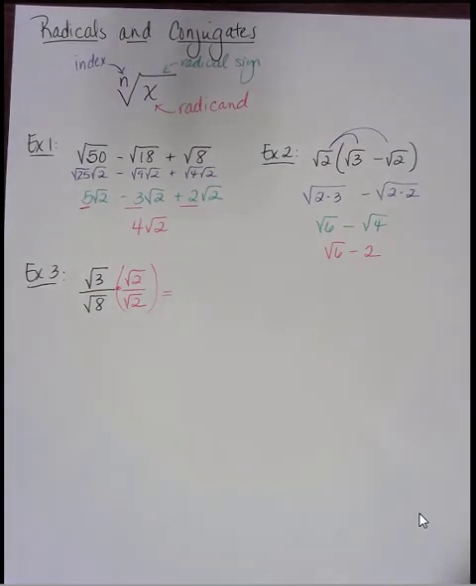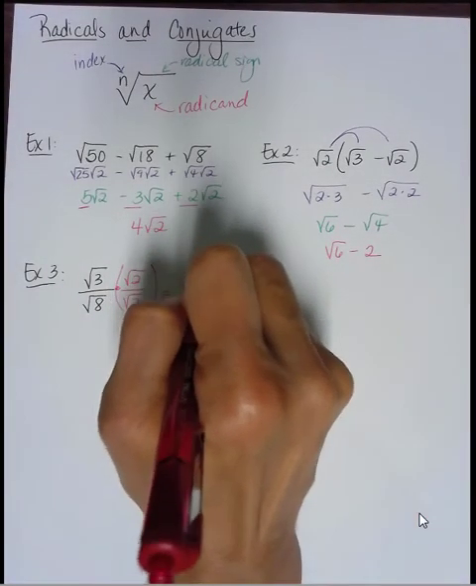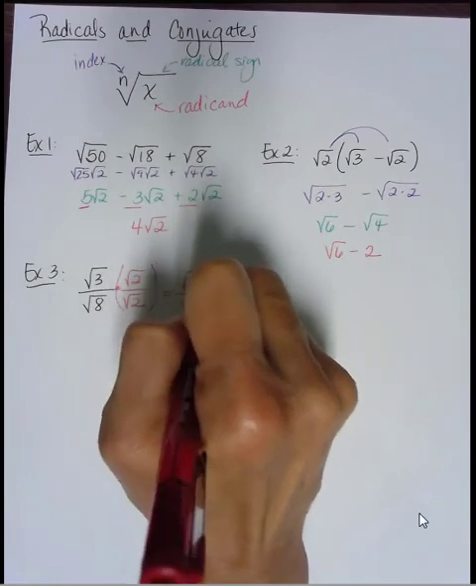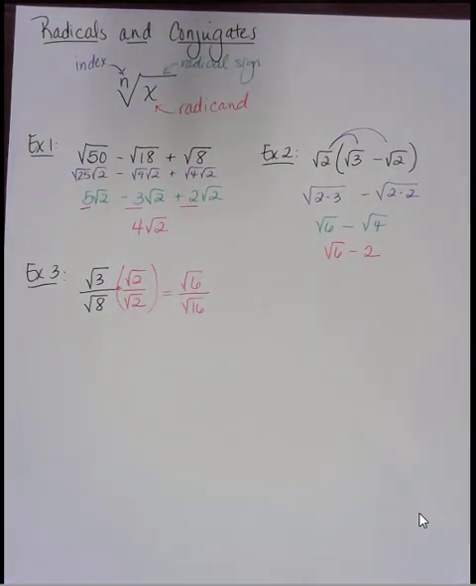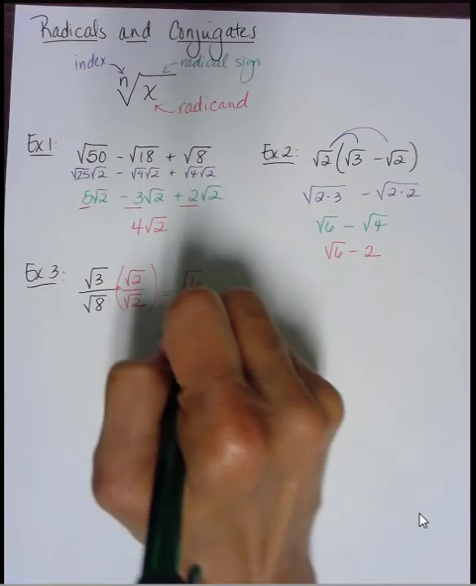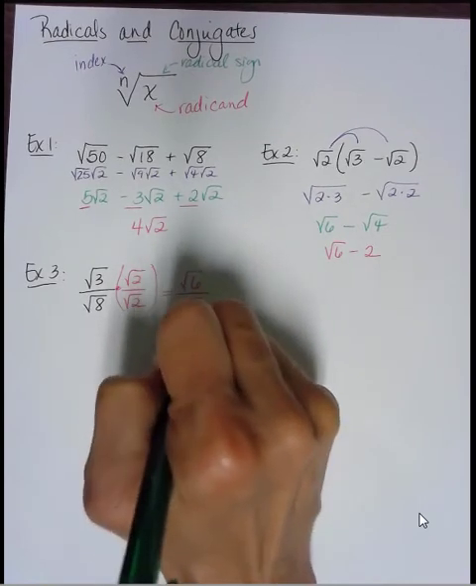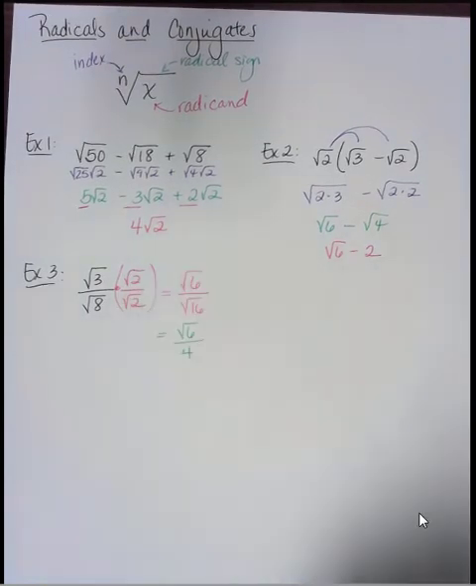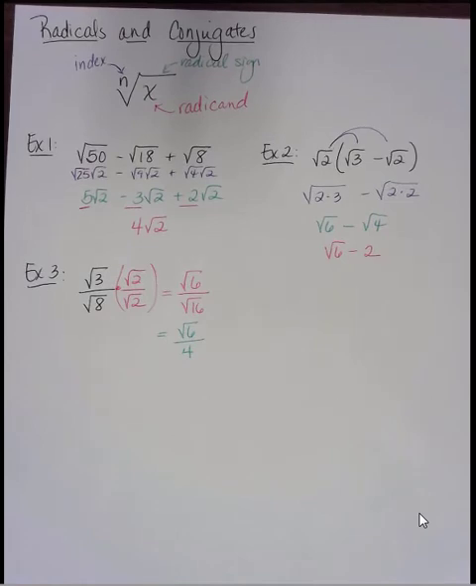So now I have in the numerator radical 6 over radical 16. And again, if you want, you could skip right down to the final result, radical 6 over 4. Just make sure that you're cautious about your simplifying.